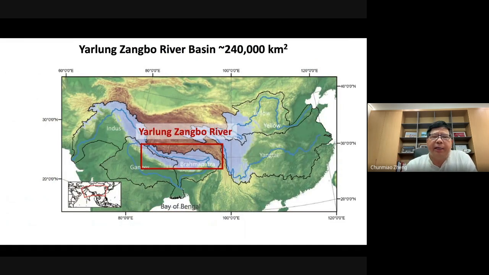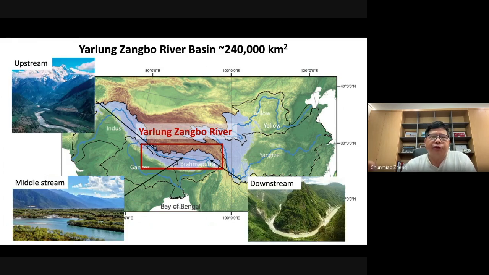And my team, a research group, has been studying the water issues in the water tower for the last 8 years. And we focus on the Yarlung Zangbo River Basin, which is about 240,000 square kilometers. And I'll just show you some images of this river basin, the Yarlung Zangbo River, from upstream, middle stream, and downstream. Very scenic.